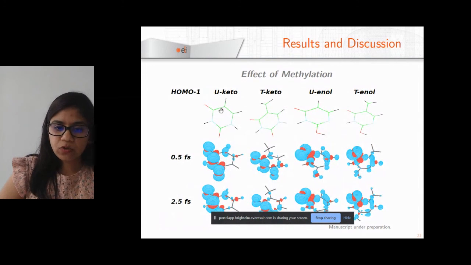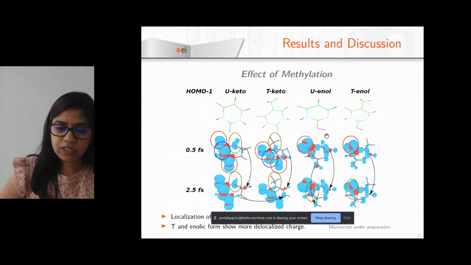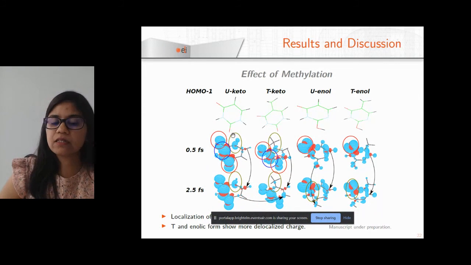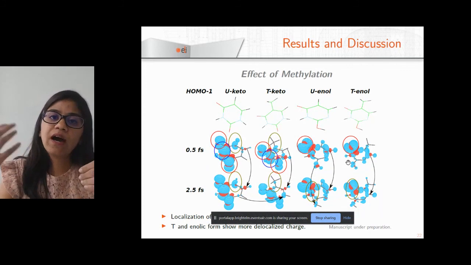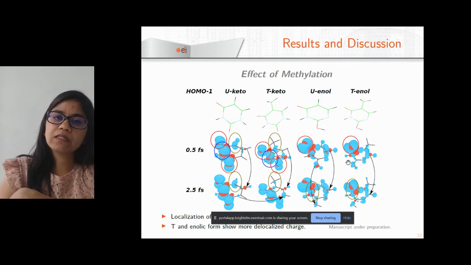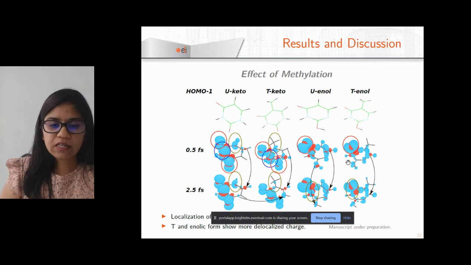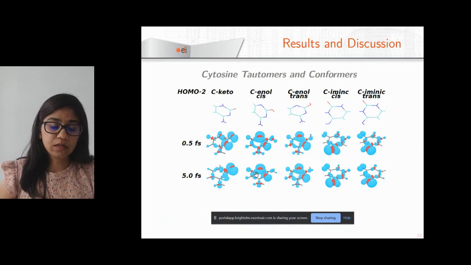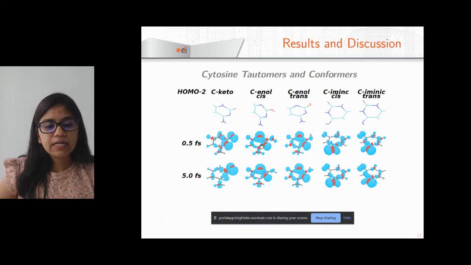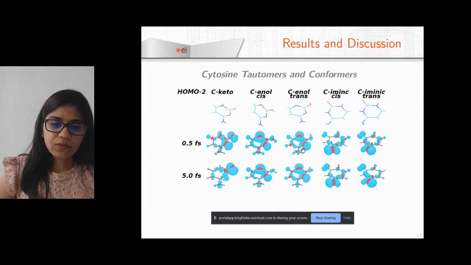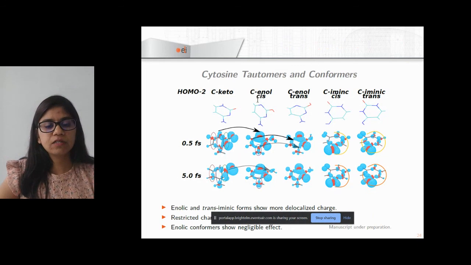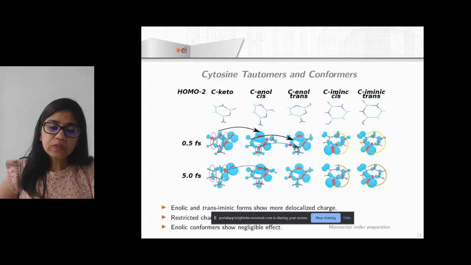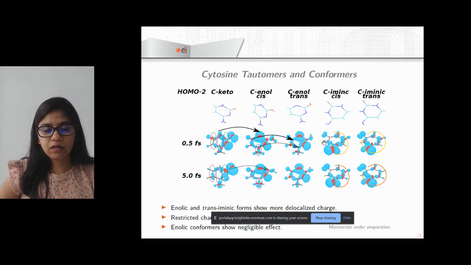If I want to check between the keto and the enol form, what we see is that in the enol form, the charge density is more delocalized in comparison to the keto form. And this already suggests that the delocalization of charge will be higher in the enolic form in comparison with the keto form. Let's check for cytosine, as there are more systems there. Again, in keto and enol conformers, tautomers, we see that the charge is more delocalized in enol in comparison to the keto form. And if I check between the cis and the trans conformers of the cytosine enolic form, I don't see much of a difference apart from this small change.